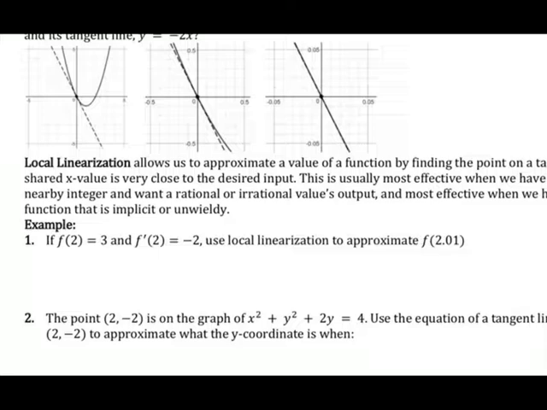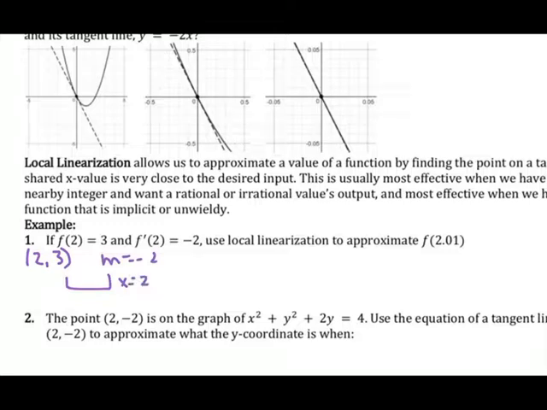So in example 2, we are given that f of 2 equals 3. I'm just going to make a note to myself. What that means is that (2, 3) is a point that I have that is on the graph of f, whatever f is. And that f prime of 2 is equal to negative 2. And what that means is that my slope is negative 2 at this same moment, so when x is equal to 2.